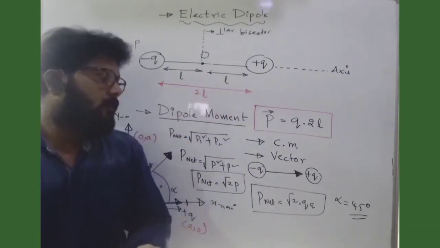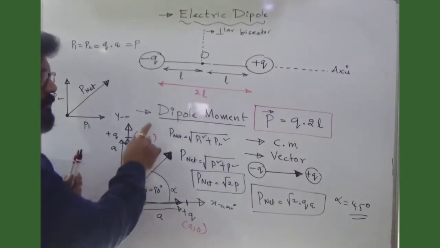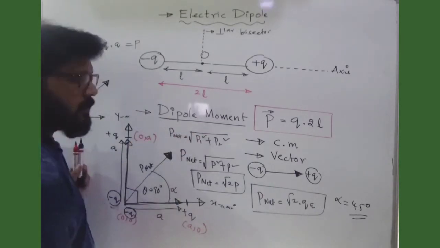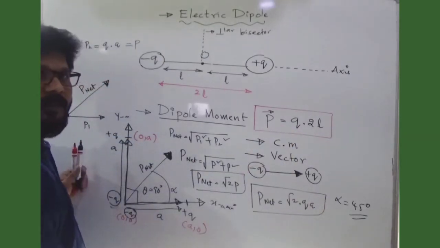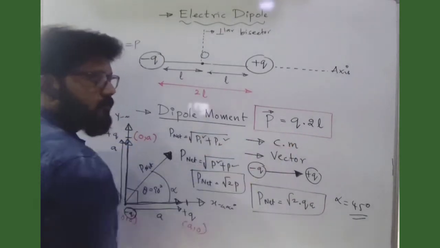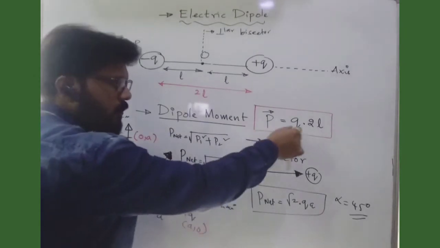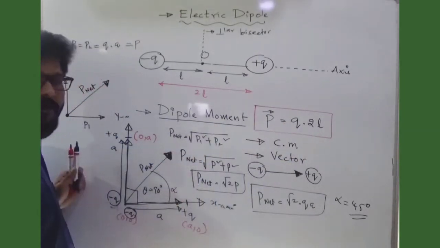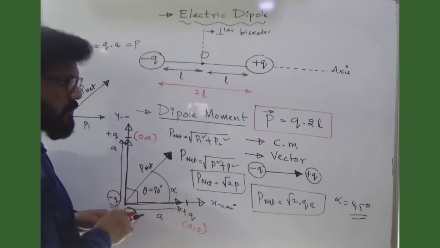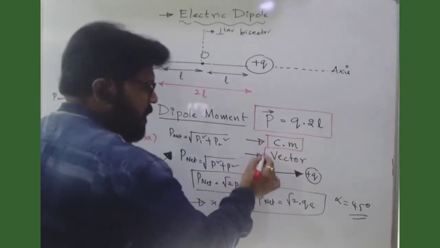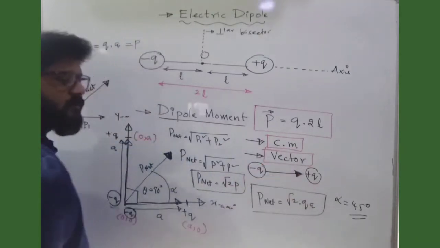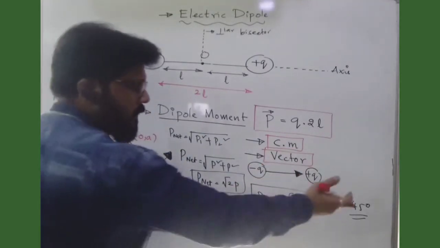Then I discussed what a dipole moment is. Dipole moment P is equal to q into 2L. It is the product of the magnitude of the charge and the distance between the two charges. Then we discussed that the unit for it is coulomb meter. It is a vector quantity whose direction is from negative to positive. This is the direction of it.